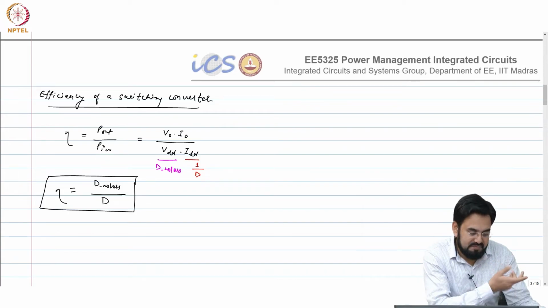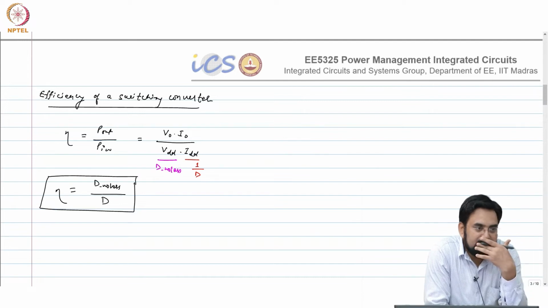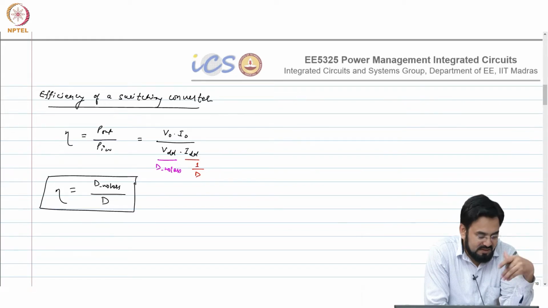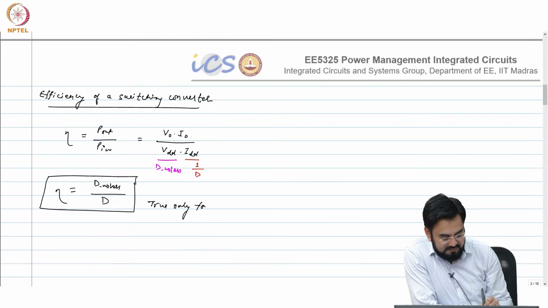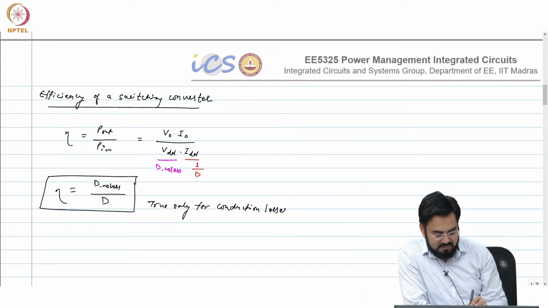So, you do not really need to measure the power. You just look at the duty cycle and you can find the efficiency. But this is only true for conduction efficiency. Conduction efficiency means you are only considering the conduction losses, the I squared R losses occurring in the resistance. If you consider the switching losses, then this formula won't be valid. So, this is true only for conduction losses.